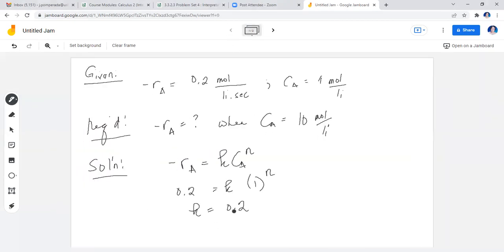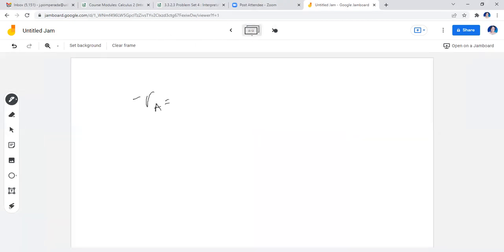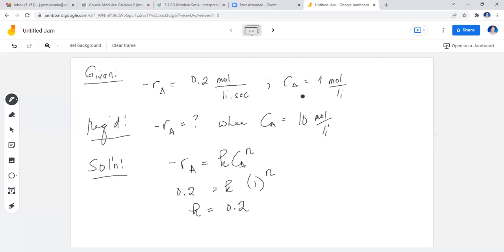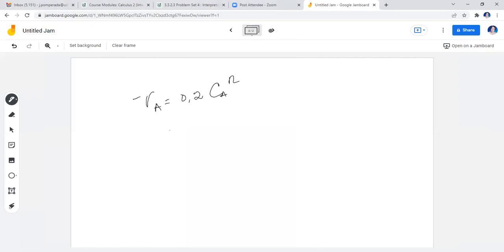Then after you have the k, you can write the rate is equal to the k that you have here, which is 0.2, and then C sub A raised to n. It's still n because we do not know what n is. Then you substitute the corresponding C sub A that is given here, which is 10 moles per liter. So you have 0.2 times 10 raised to n. Your rate in this particular problem is dependent upon n. So that's your answer, a general answer for a problem which does not give you n.